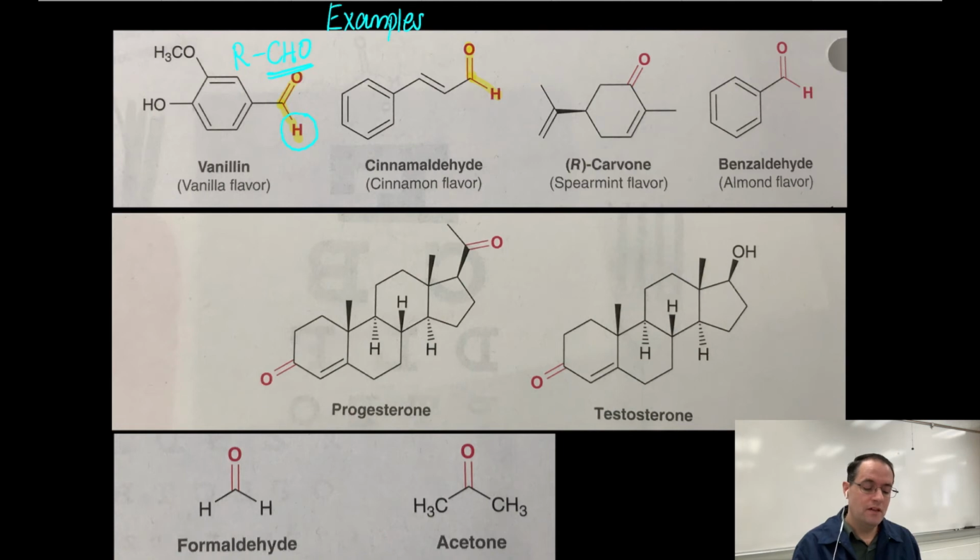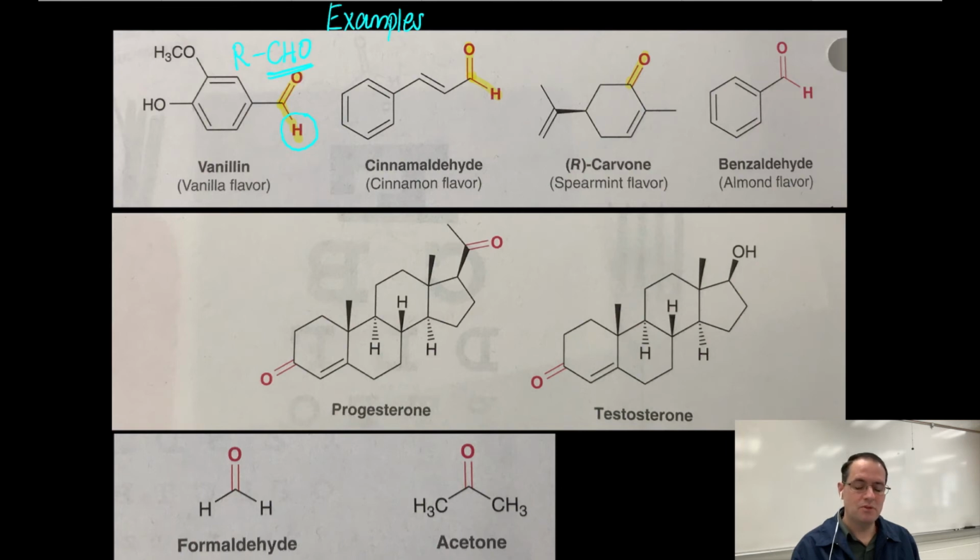Carvone is here. This is a ketone. It's actually a conjugated ketone. You have a ketone, and then you have a double bond in conjugation, and then an isolated double bond way over on the left there. And it's chiral. All right, that's found in spearmint, chewing gum, for example.